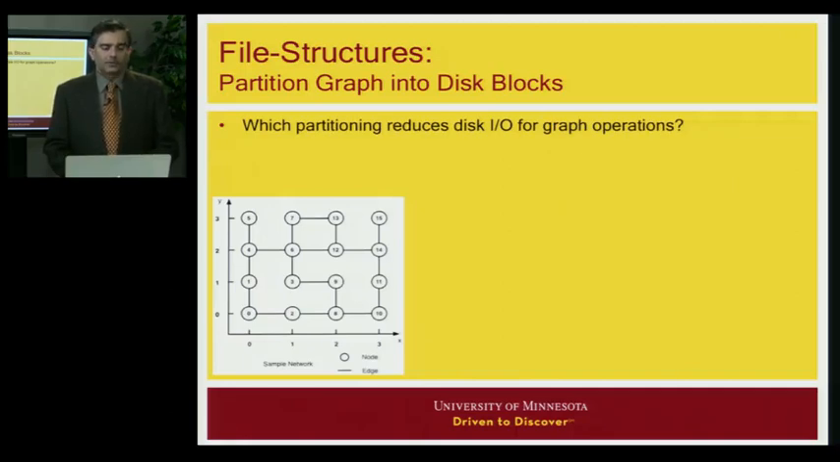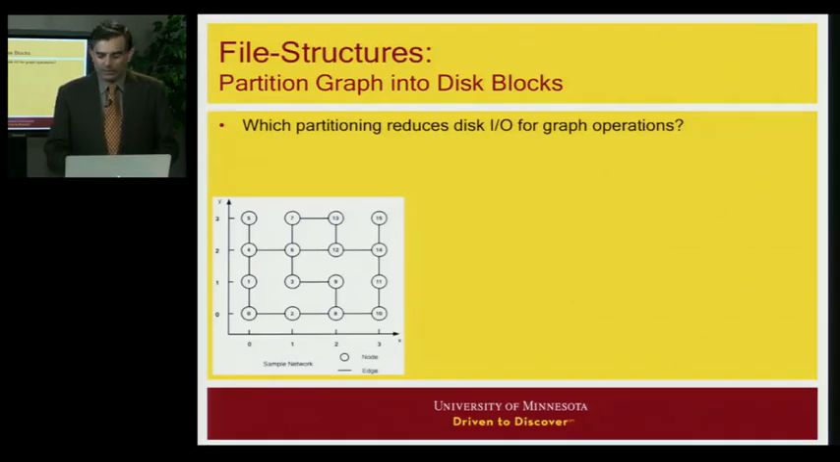In case of graphs, we can show you two ways to divide up a graph into disk pages and see how we can rank them. Let us suppose we have a different graph here with 16 nodes and some edges. These nodes are embedded in a geometric space, so you can think of latitude and longitude or xy coordinates. How should we divide it up into disk pages?